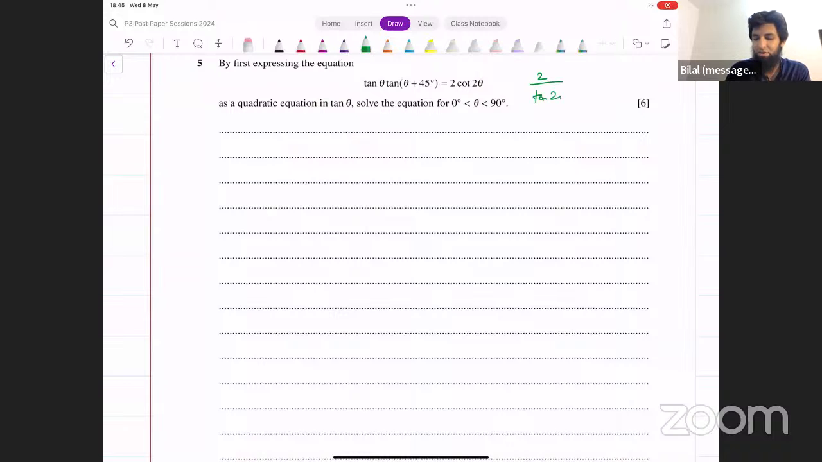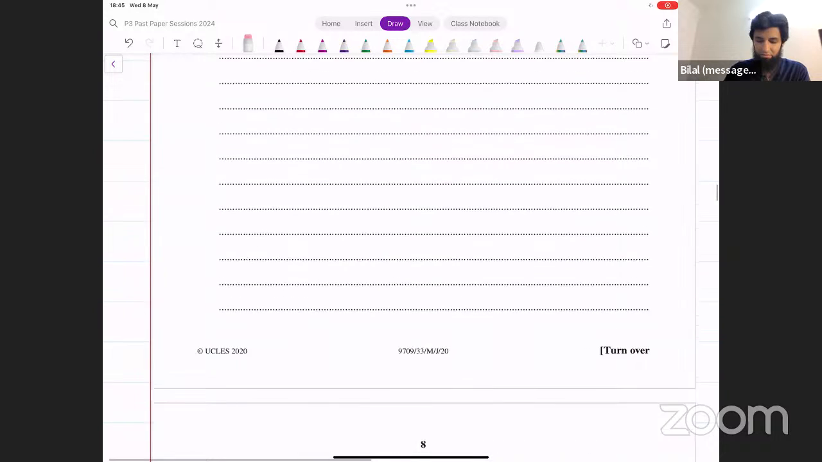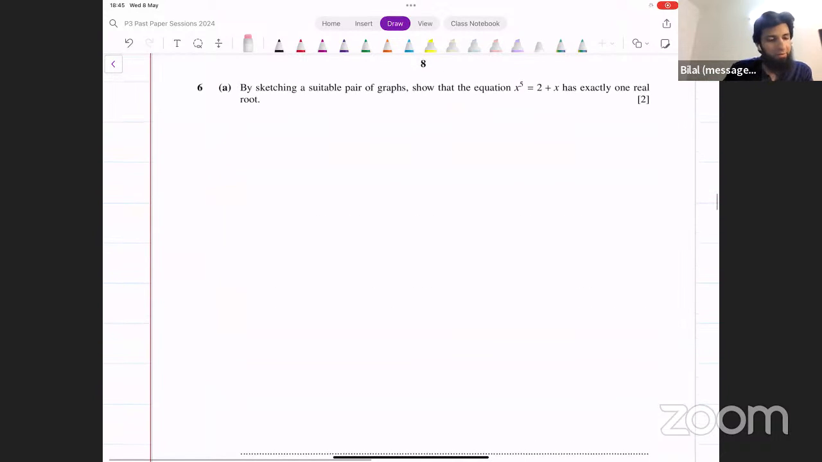So 2 over tan 2 theta. Then apply the double angle identity for tan here, and then simplify everything. You get a quadratic equation. Then you can solve that. Got a lot of space for that.